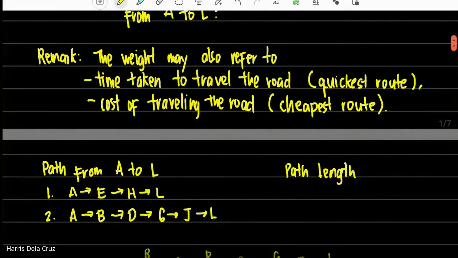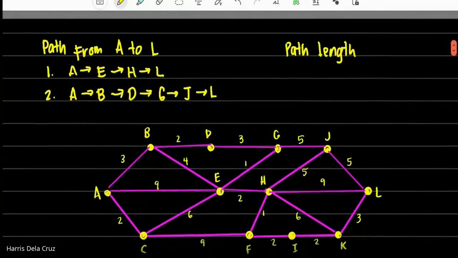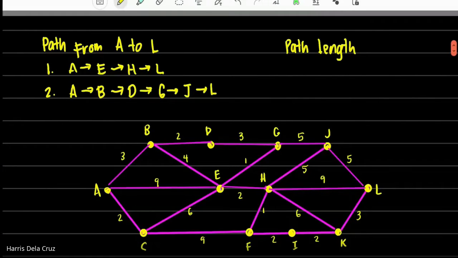So, these are examples of different paths from A to L. Pwede nating i-trace, let's say, from A to E. And then from there, pupunta tayo sa H. And then from H, pupunta tayo sa L. So, that's a path consisting of 3 edges. Since the edges are marked as 9, 2, and 9 respectively, the path length of that path is 9 plus 2 plus 9.